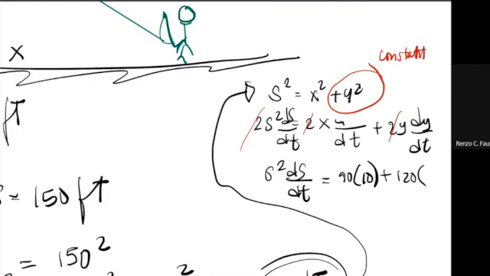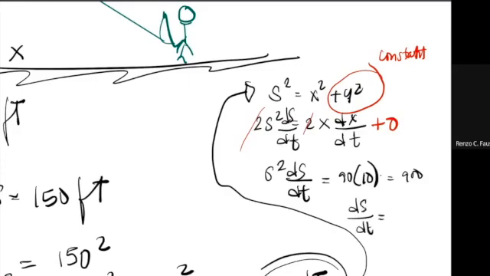So therefore, the derivative of this is 0 because it's constant. We don't need to plug in because that is already 0. So what we're solving is only ds/dt. And we have this equated to 900. And so dividing both sides by s, ds/dt is therefore equal to 900 over s.